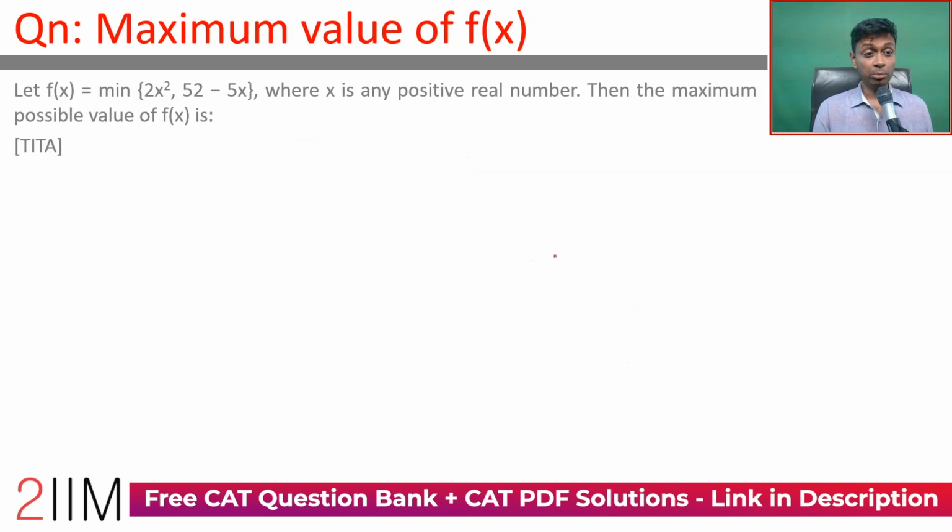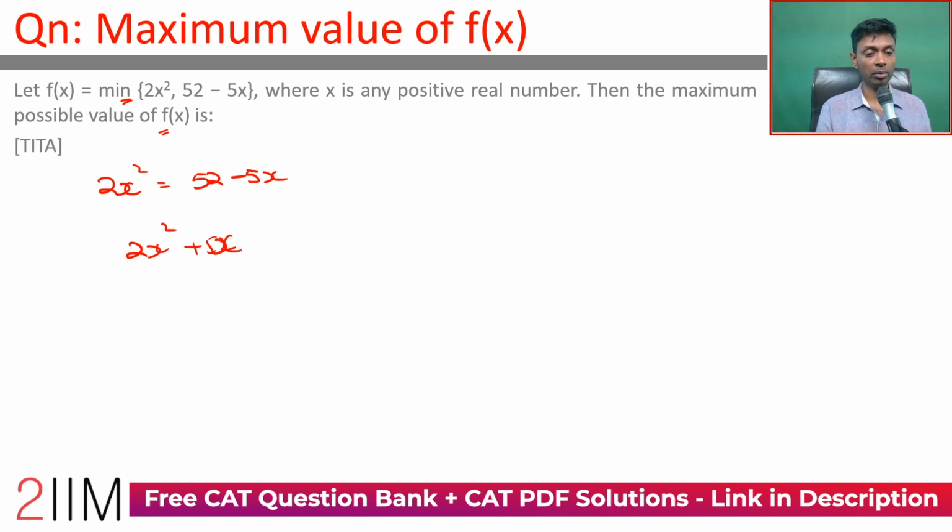F of x equal to minimum of 2x square and 52 minus 5x, where x is any positive real number. The maximum possible value of f of x. F of x is the minimum of these two. We want to find the maximum value of f of x. Simplest way to do it is to equate this. 2x square equals 52 minus 5x.